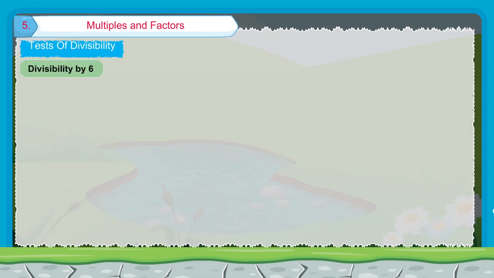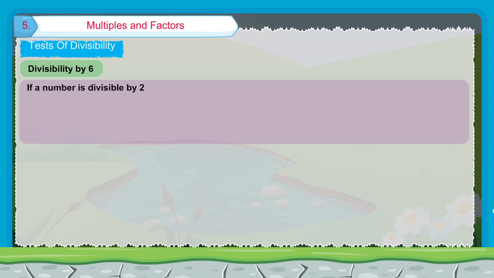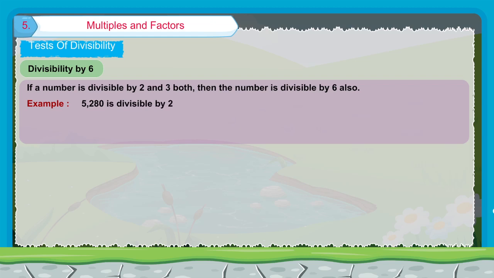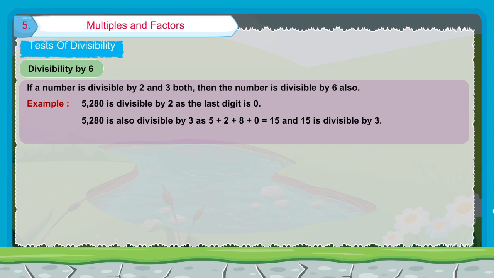Divisibility by 6. If a number is divisible by 2 and 3 both, then the number is divisible by 6 also. Example: 5280 is divisible by 2 as the last digit is 0. 5280 is also divisible by 3 as 5 plus 2 plus 8 plus 0 is equal to 15 and 15 is divisible by 3. Since 5280 is divisible by 2 and 3 both, it is divisible by 6 also.